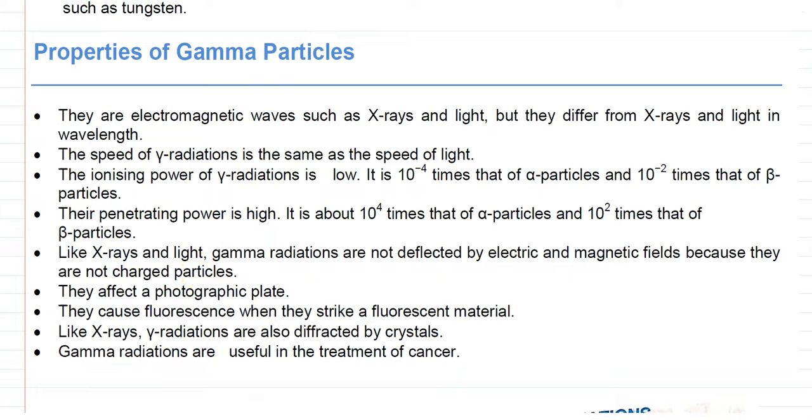Properties of gamma radiation. Gamma is not a particle, it is a radiation. It is basically an electromagnetic wave, like a light ray, but its frequency is very high, higher than light, and its wavelength is very small, less than the wavelength of the X-ray.